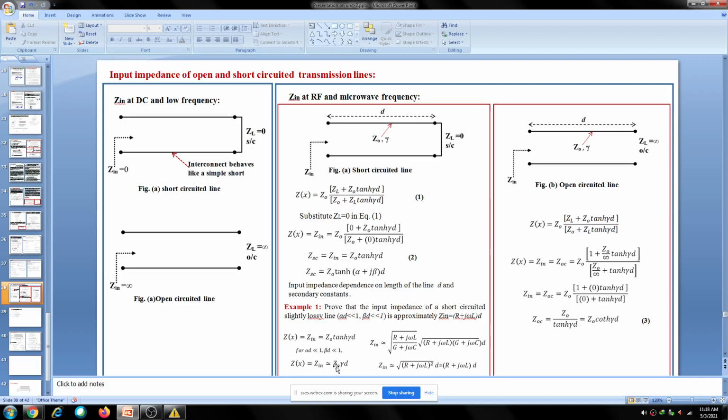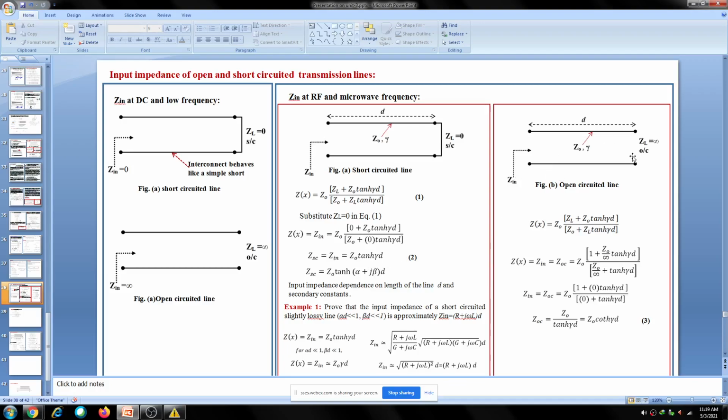What are gamma and Z0? You substitute. So Zn is equal to Z0 times gamma d, which is equal to r plus j omega L into d. So what is Zn here? Zn is given by this equation. It depends on the resistance and inductance, and the distance, the length of the line, decides the Zn here. So like this, for a short circuited transmission line, the input impedance is given by this equation. It is a function of distance.